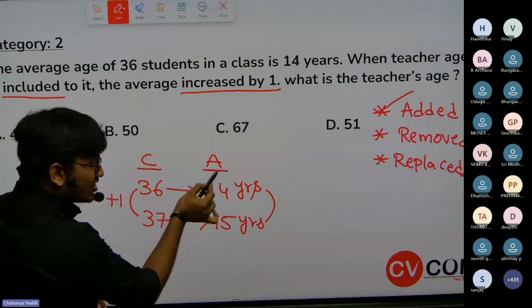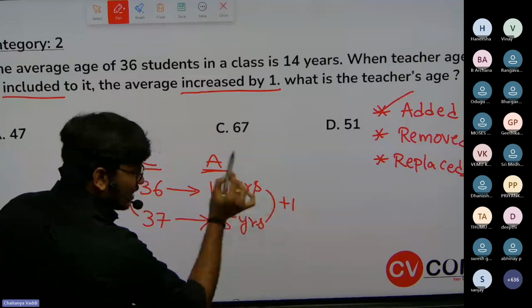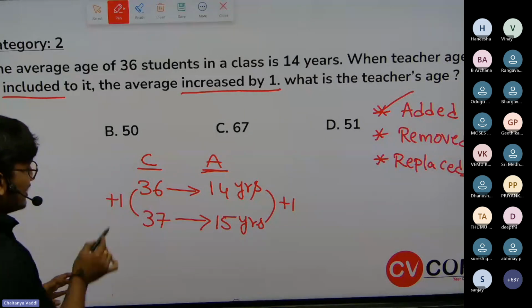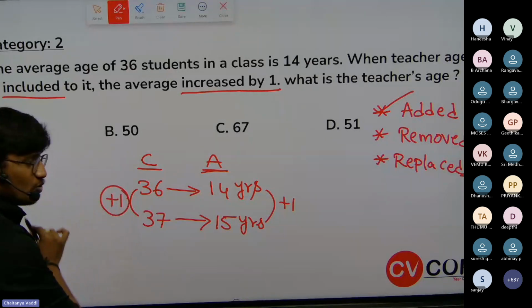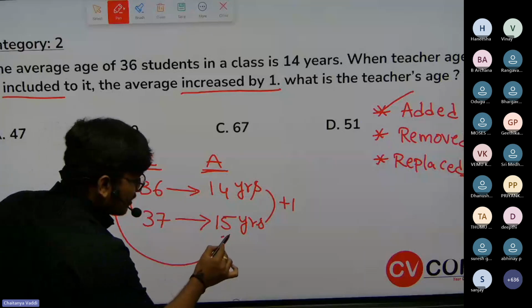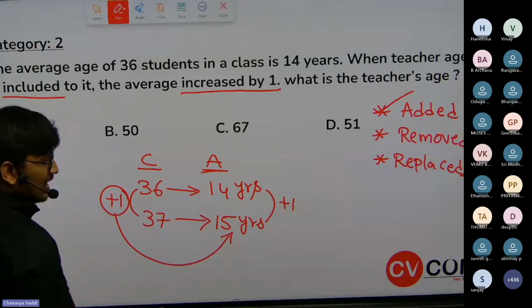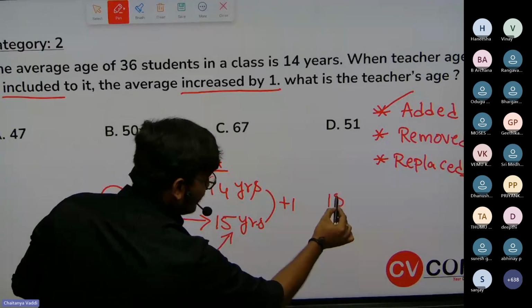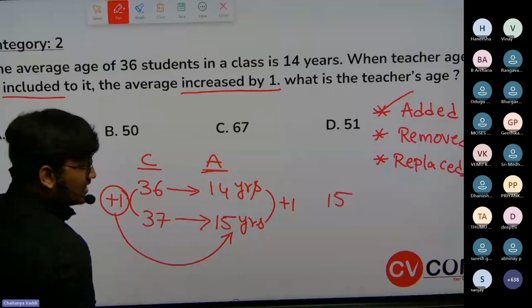This is the average, so the average is increased by 1. After that, take the left hand side difference, whatever difference you observe, and multiply it with the last number. So it is 15, and 1 into 15 is 15.